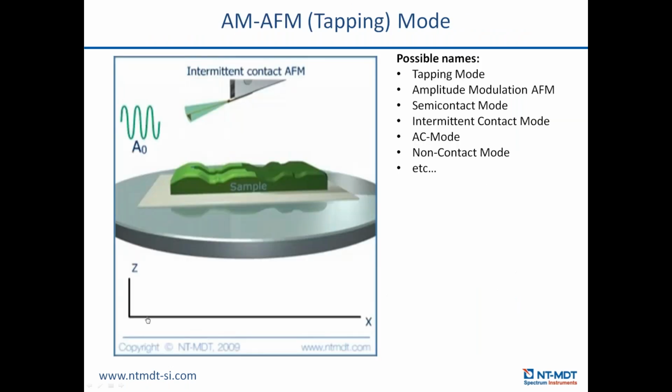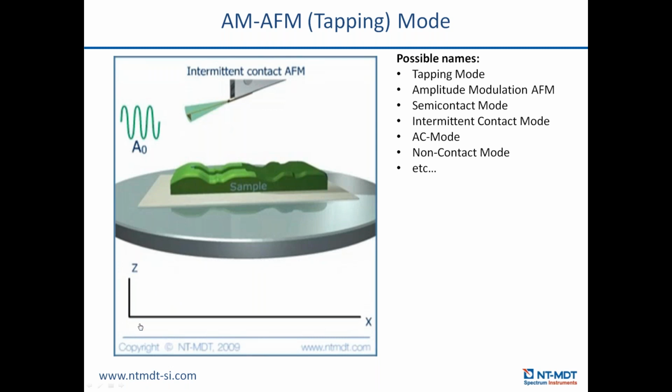Let's start with the first one. You could have heard different names of this technique. Scientifically, it's called amplitude modulated atomic force microscopy, but probably you have also heard different names like tapping mode, semi-contact mode, intermittent contact mode, AC mode, or non-contact mode. But actually, these names are about the same technique.